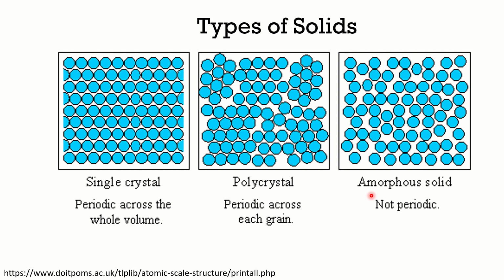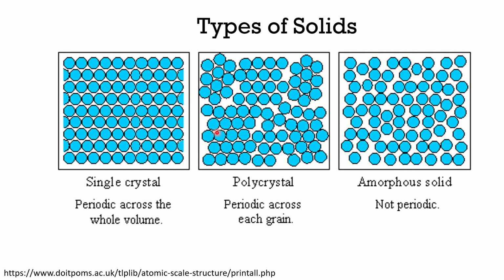Now, solids can be classified into another type, called single crystal and polycrystal. In a single crystal, the constituents are arranged periodically and regularly over the entire volume. You can observe that the periodicity is constant over this large volume. These types of solids are called single crystals, where the periodicity occurs across the whole volume.